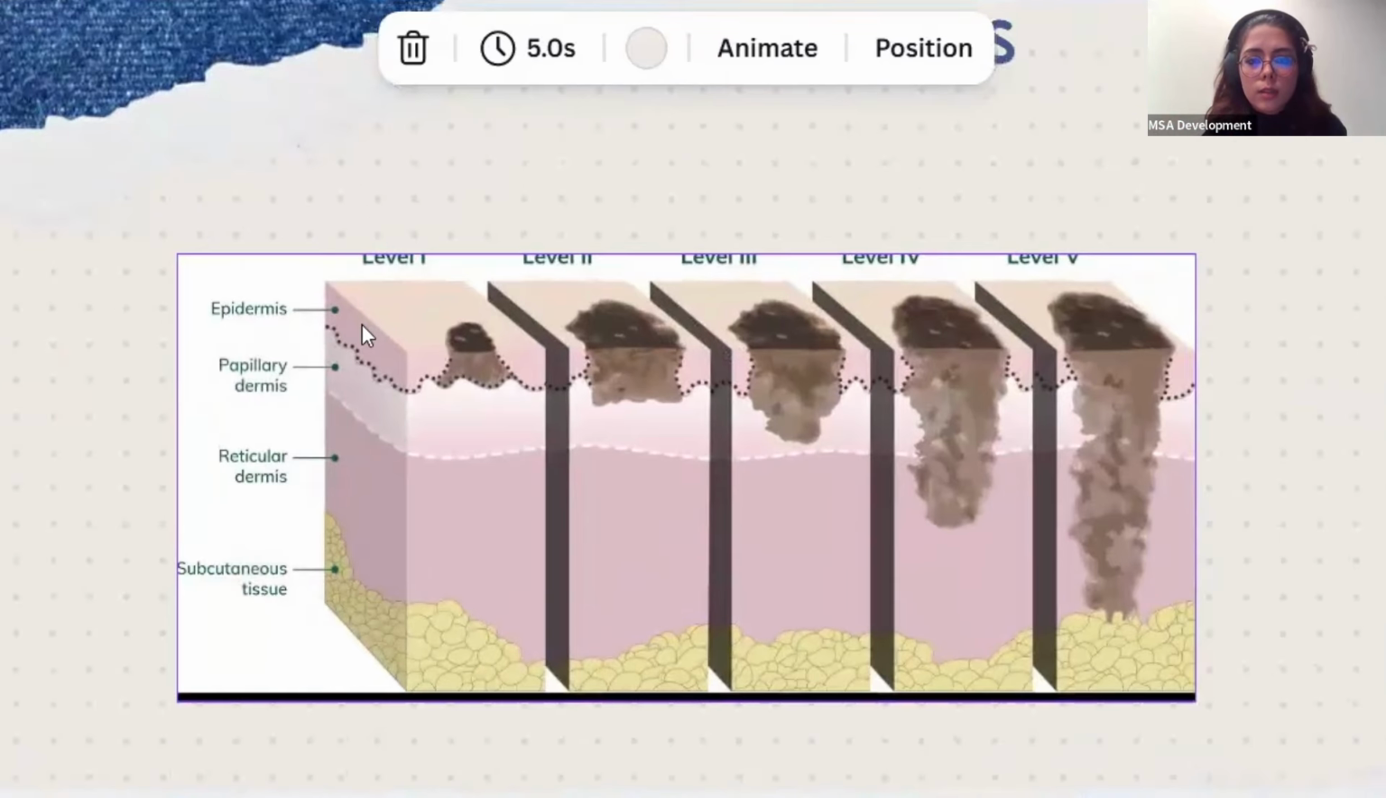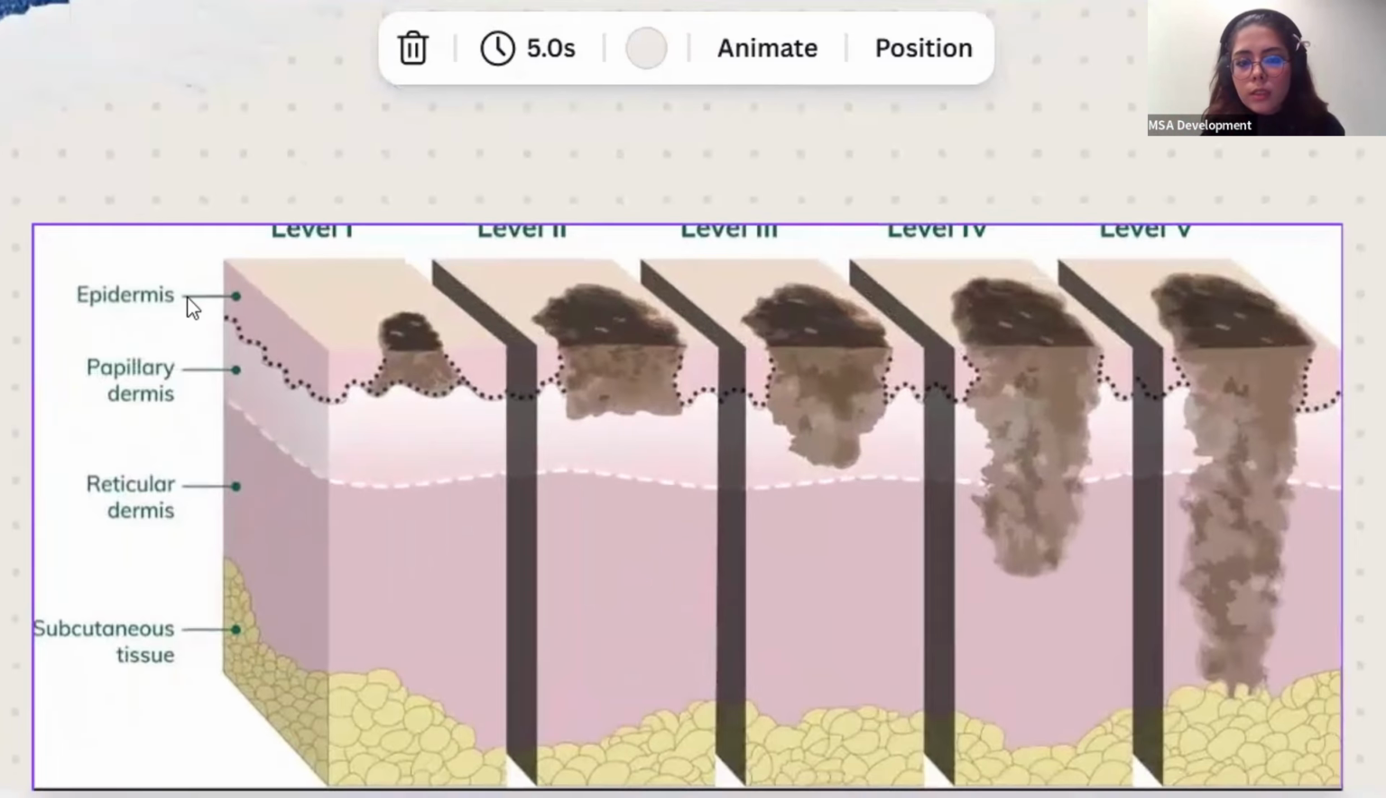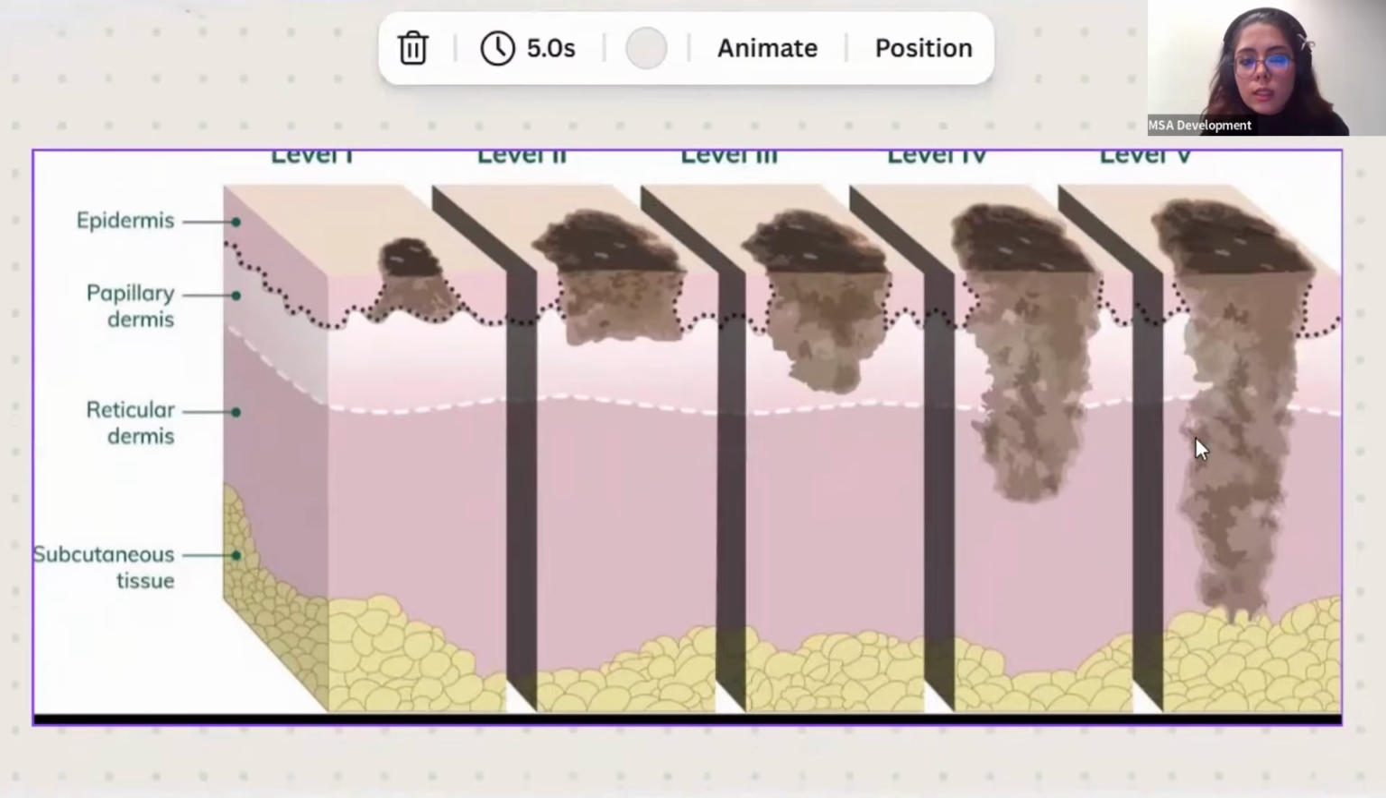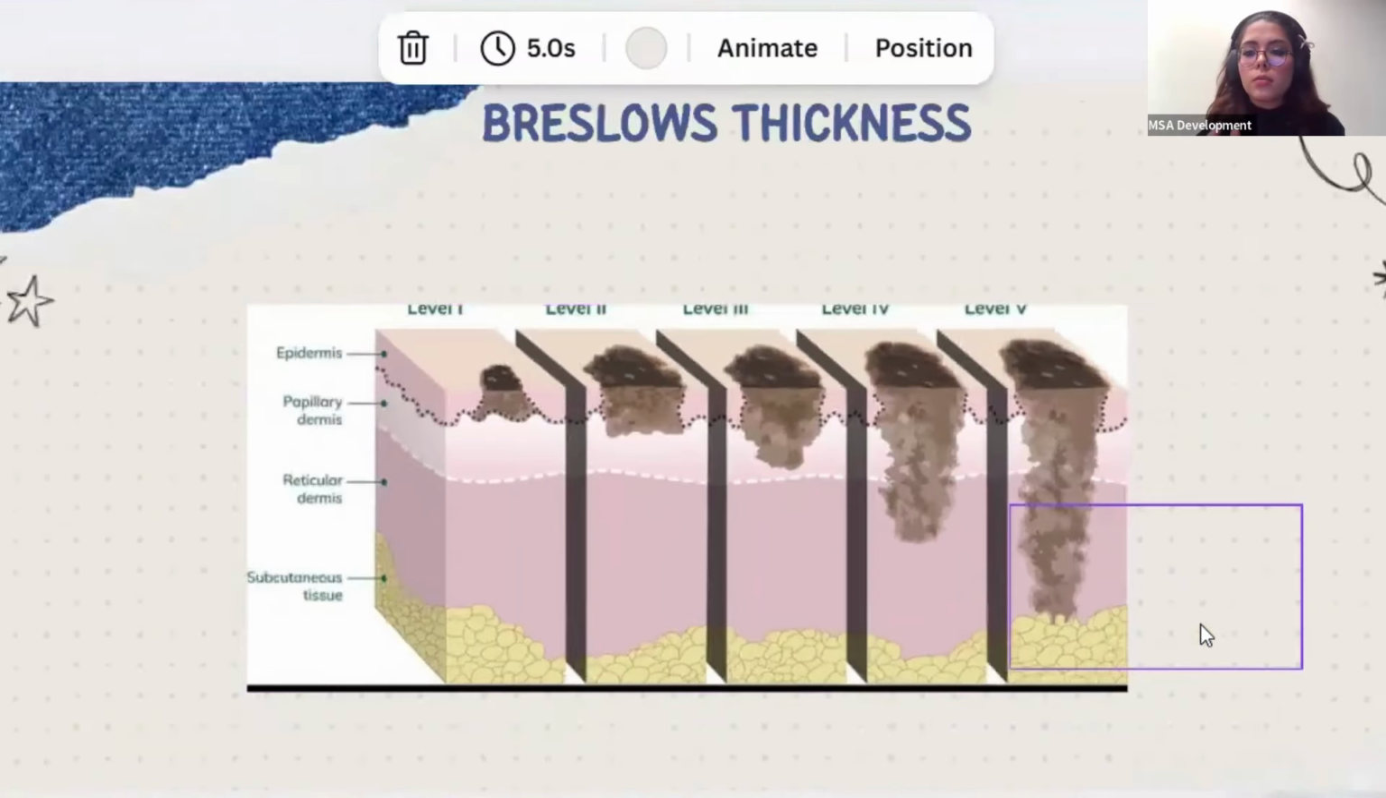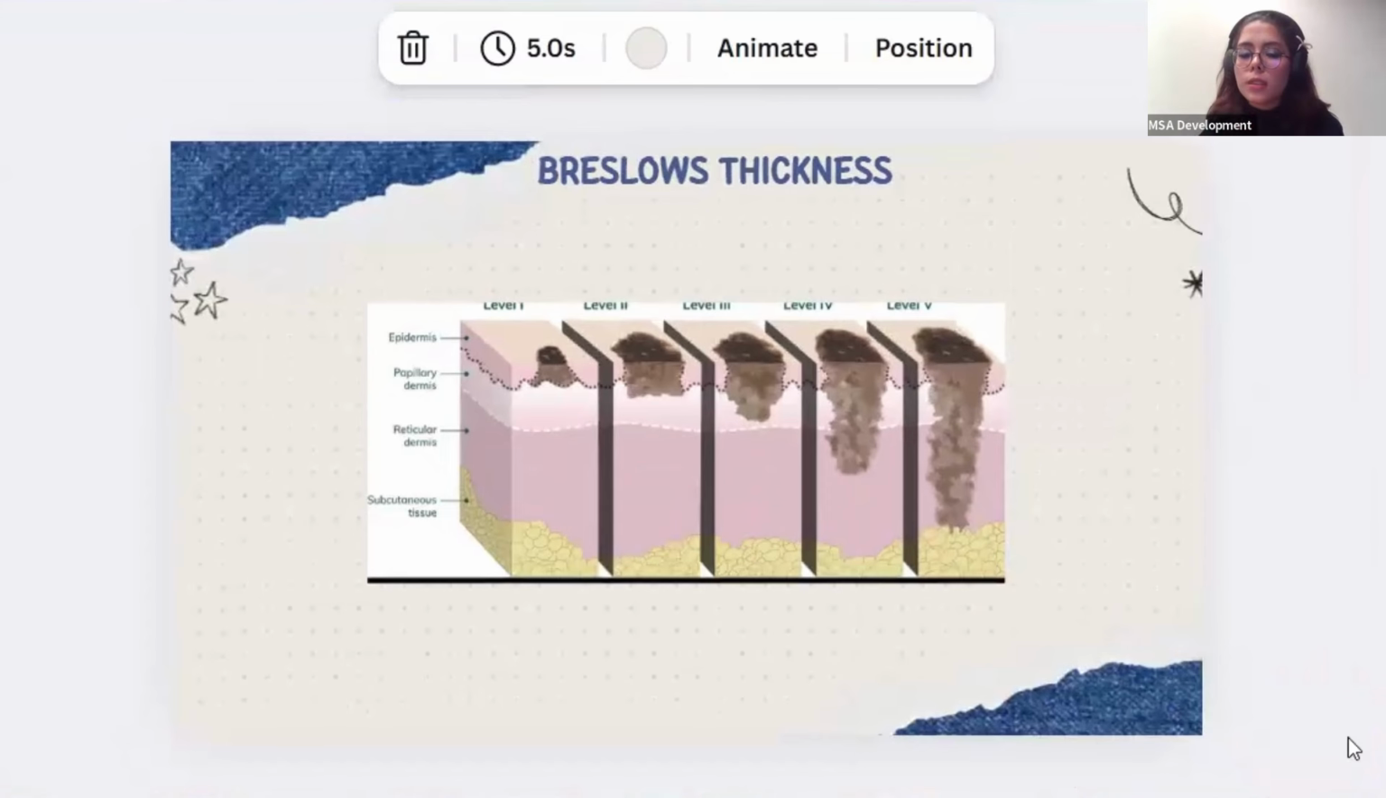Breslow thickness, this is what I was talking about earlier. This is the basement membrane, the basal layer, BM, whatever you want to call it. Level 1, it doesn't cross. Level 2, it does cross, but it doesn't reach the reticular dermis or the subcutaneous tissue. Okay. Level 3, it's much closer to the reticular dermis, but it's not really. Level 4 is when it has reached. Level 5 is when it reached the subcutaneous tissue. Please watch out over your moles. Make sure you look at them frequently.